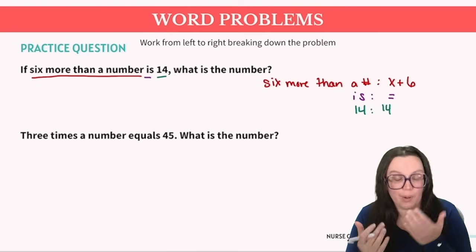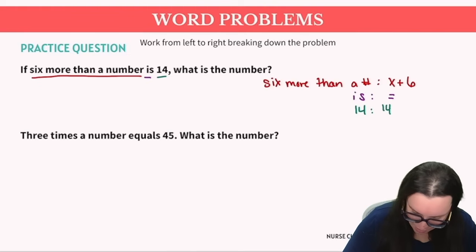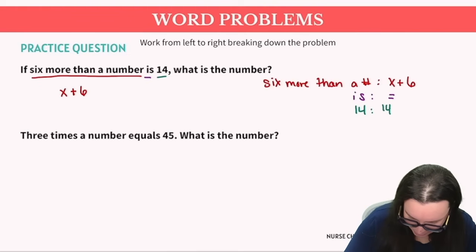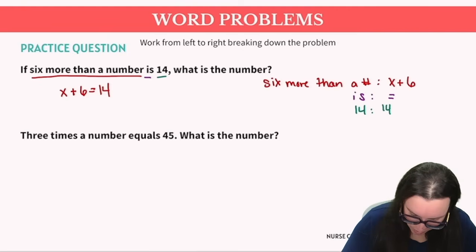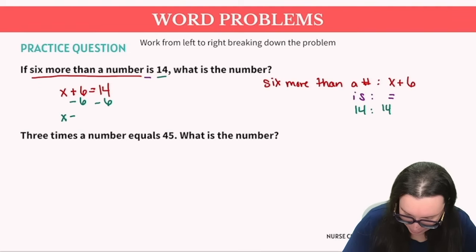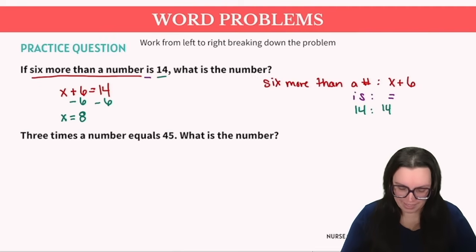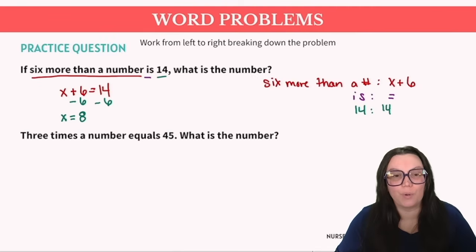So now we just need to put our problem together. So we have x plus 6 is equal to 14. Now we just need to solve for x. So we do so by subtracting 6 from both sides, and that is going to give us x is equal to 8.